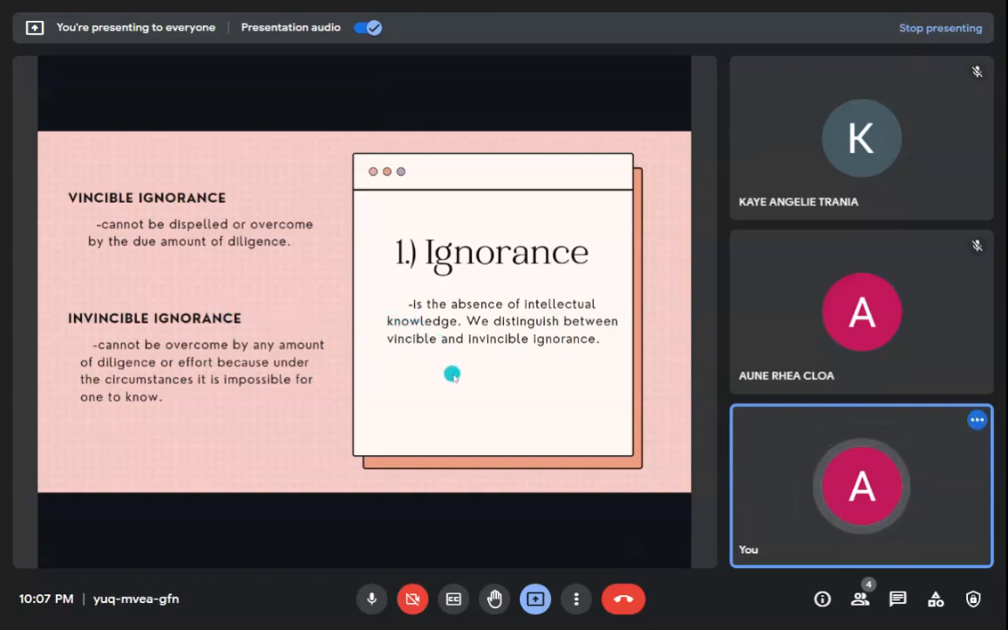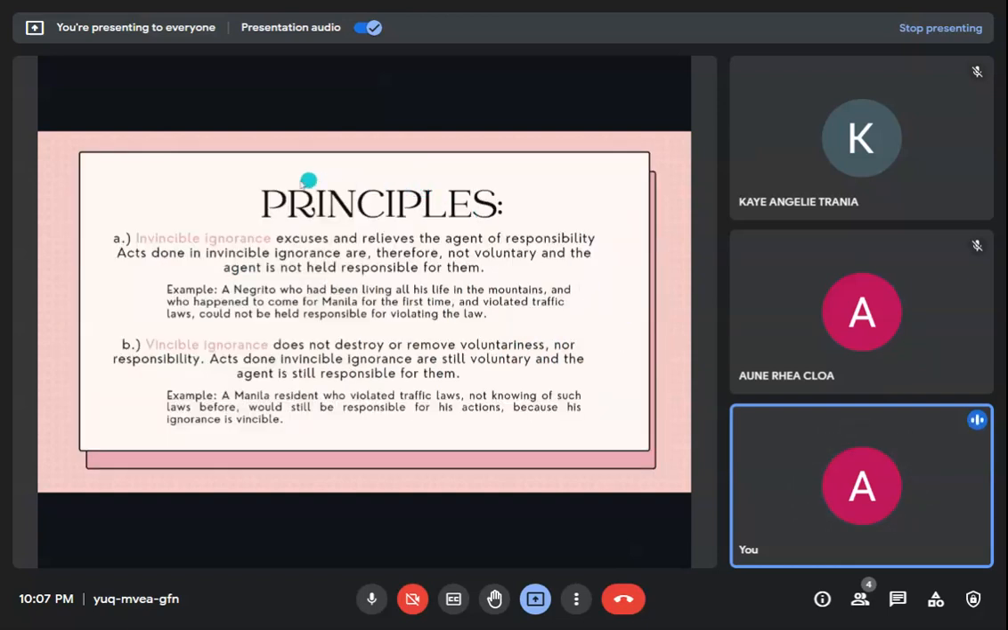We have the second ignorance, namely the invincible ignorance, that cannot be overcome by any amount of diligence or effort, because under the circumstances it is impossible for one to know. This is the ignorance that ordinary and proper diligence cannot dispel, because the agent has no realization whatever of his lack of knowledge. Or the agent who realizes his ignorance finds his effort to dismiss it ineffective. So these are the principles of the ignorance.